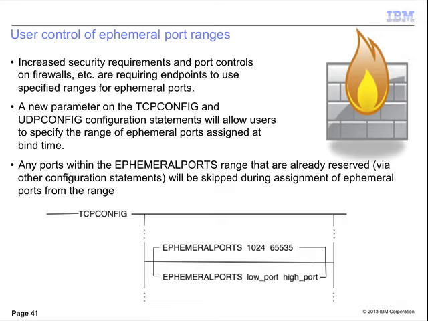2.1 adds a new parameter, ephemeral ports, on both the TCP config and UDP config statements that allow you to say that I only want to use ephemeral ports from this particular range. So you can scope that down to a much smaller area if you want to, within reason. So this again is entirely for trying to ease some of the requirements on opening a lot of ports within firewalls.